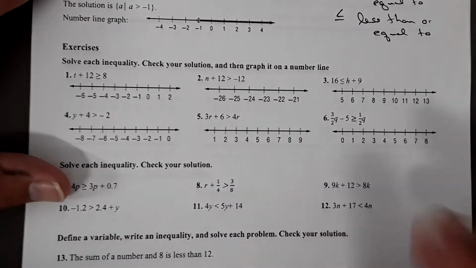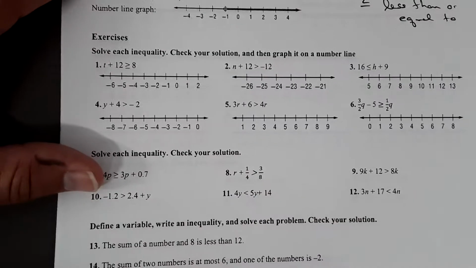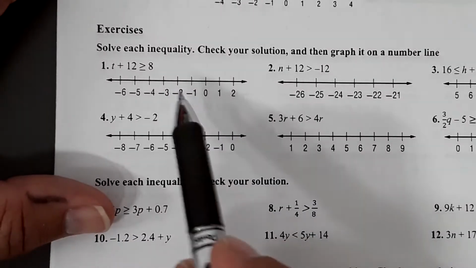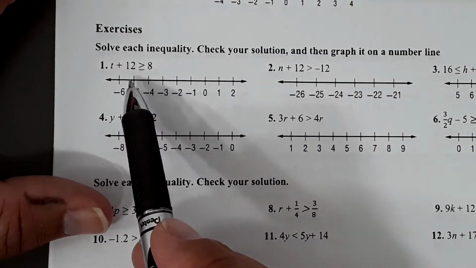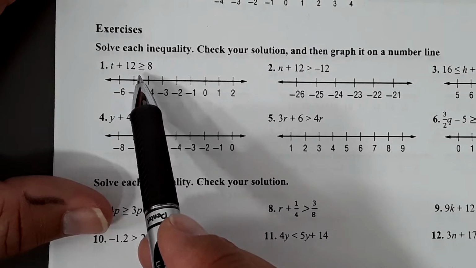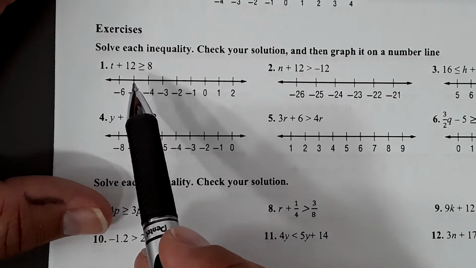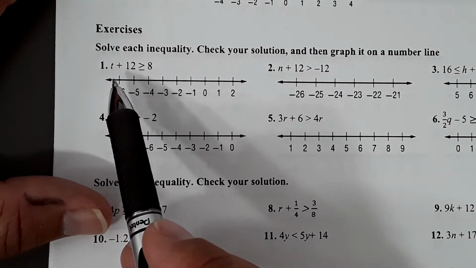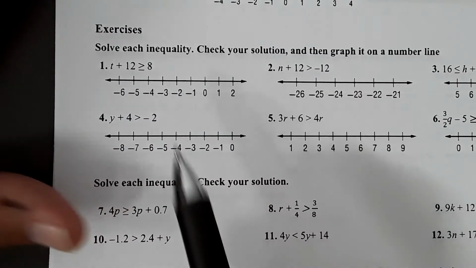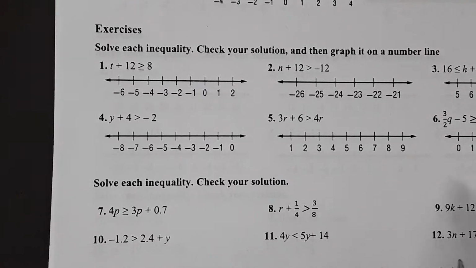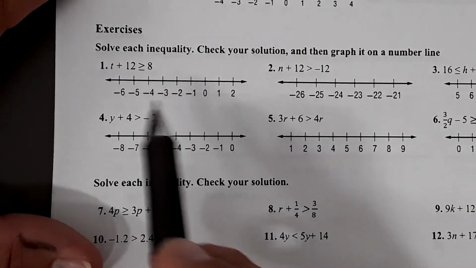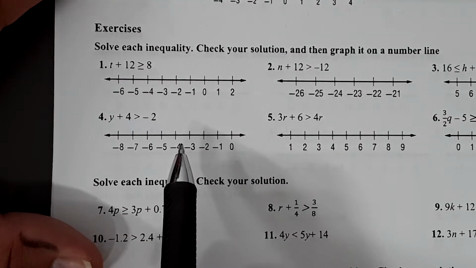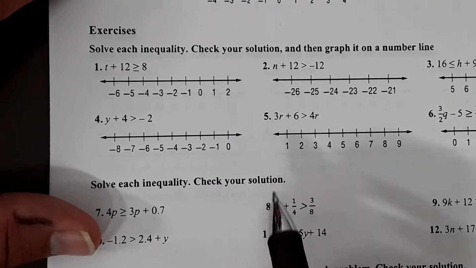So if you're asked to solve inequalities, like this one, t plus 12 is greater than or equal to 8, then what I want to do is isolate t. I want to get the variable by itself. And the same rules, the same procedures apply when you're solving equations as you do when you're solving inequalities. So the good news is this one should be pretty easy.